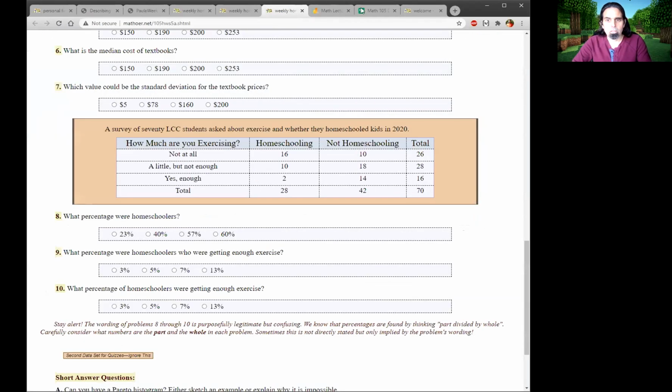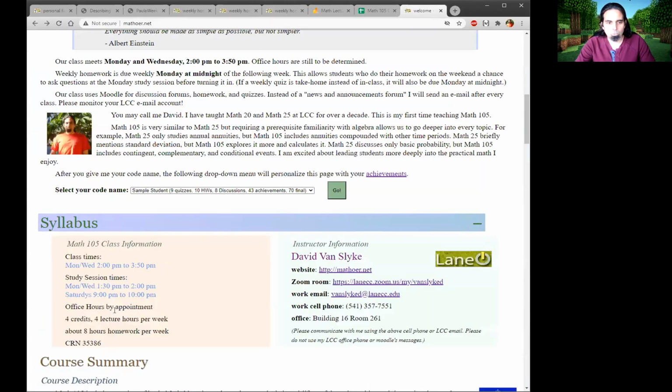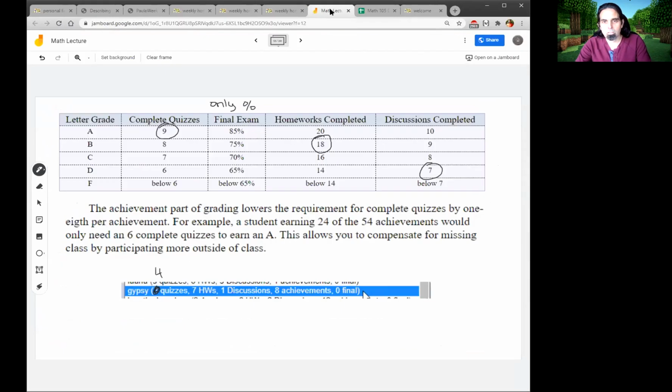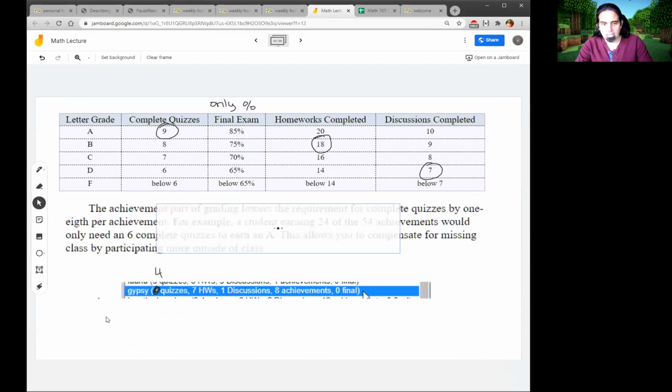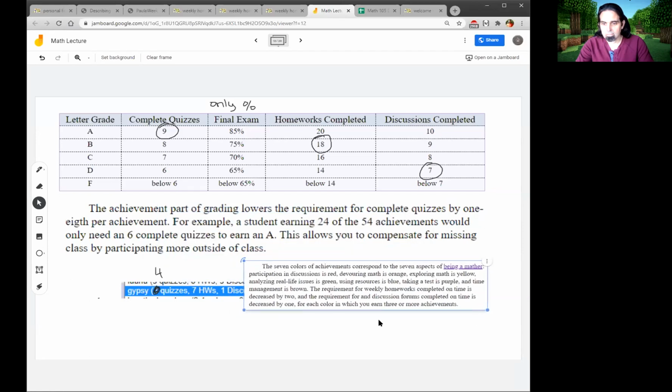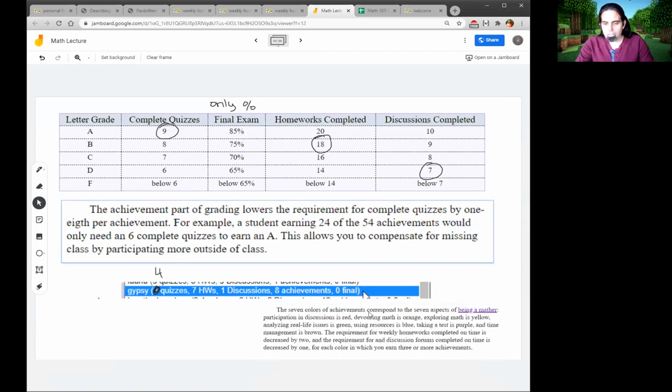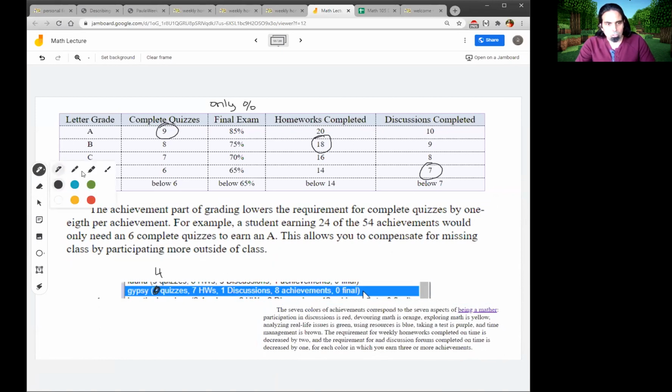And then it's also true that, where did it go? Oh, that's right. This was on the other page. So it's not so wide. The 7 colors measure different ways of participating. And let me highlight this. For weekly homeworks is decreased by 2. And the discussion forums is decreased by 1 for each color in which you have 3 or more achievements.